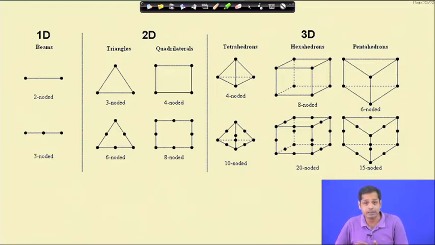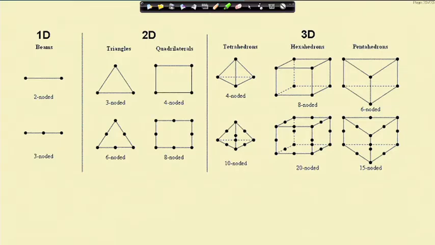by increasing the number of elements, and we can also reduce the error by having shape functions of higher order. The first one is called H convergence and the second one is P convergence. That we also discussed.